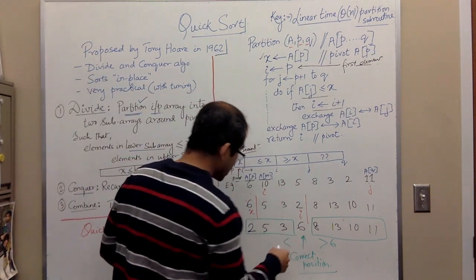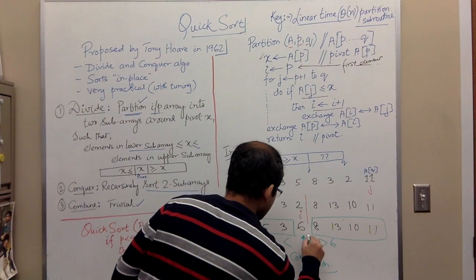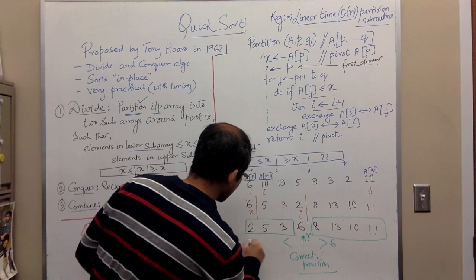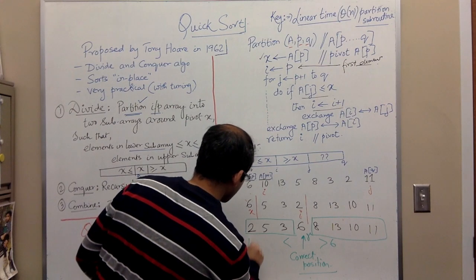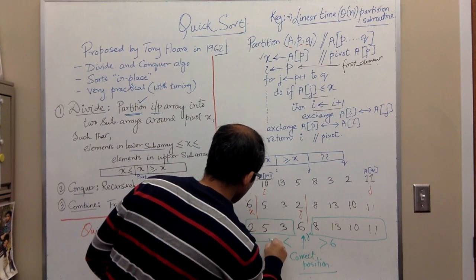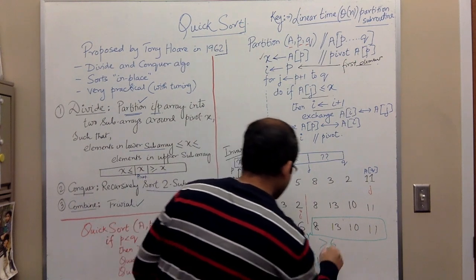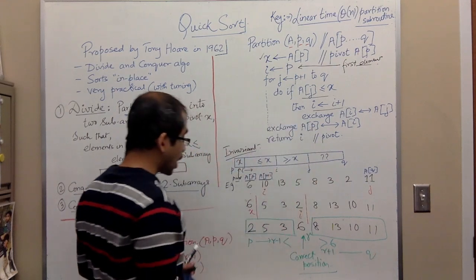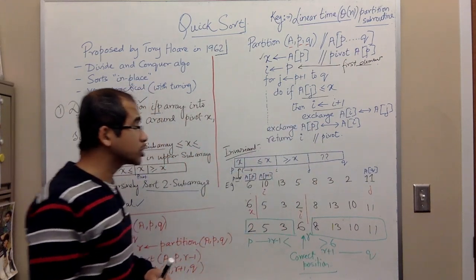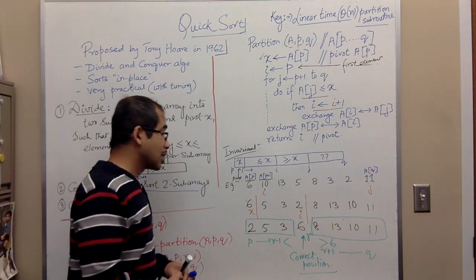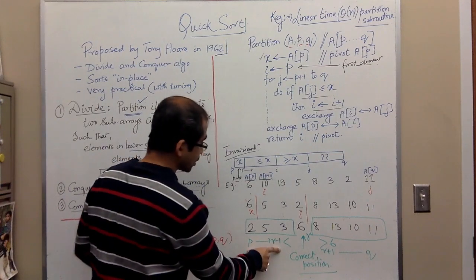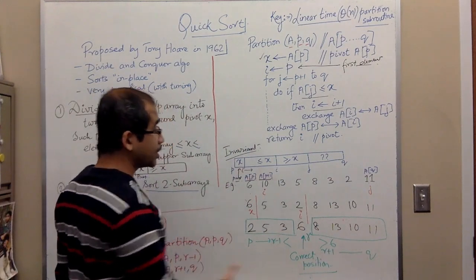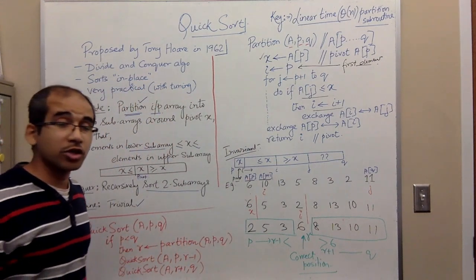In this way, now there are two sub-arrays. Suppose this is the position r. These elements are from the pth position to r minus 1, and these elements are from r plus 1 till the qth position. So now the array is divided into two sub-arrays at the end of the partition, this is one sub-array, this is the other sub-array. Now these two will again undergo the same procedure of partition.